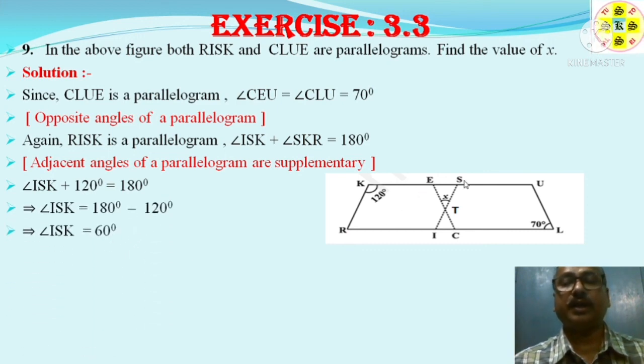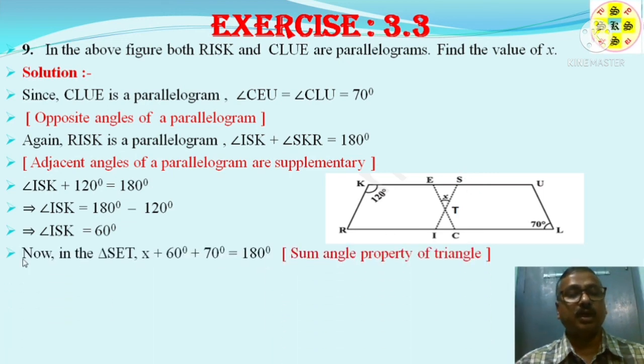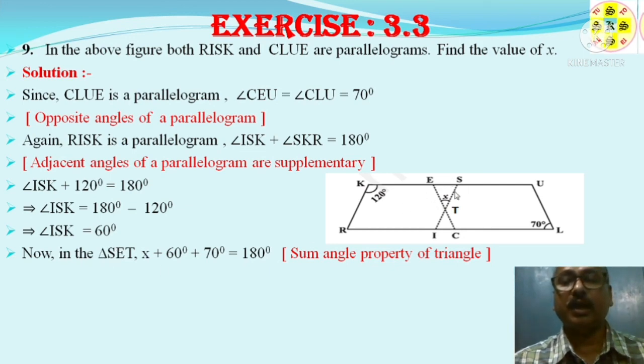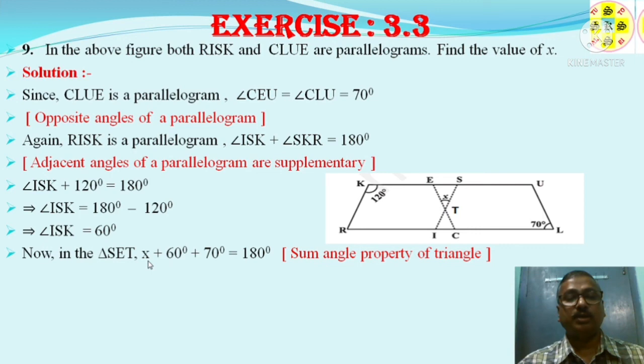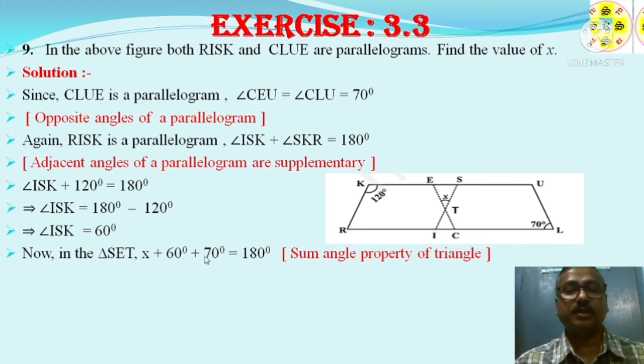Now see, in the triangle, angle E is known and angle S is known, so we can find angle T. In the figure, SET is a triangle, and this is angle X. One angle is 60 degree, another 70 degree. If you want to write, this is X plus angle S plus angle E. Here it is better to write directly the values instead of the three-point names. So 60 degree, 70 degree, and X equal to 180 degree, by the angle sum property of a triangle.